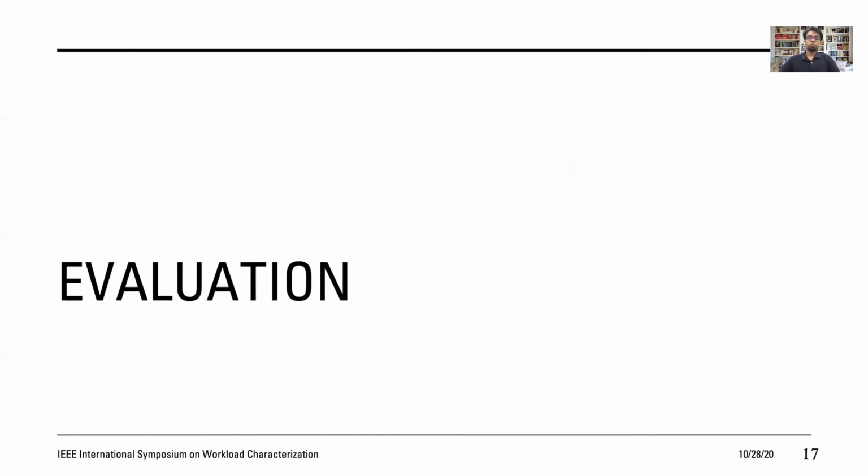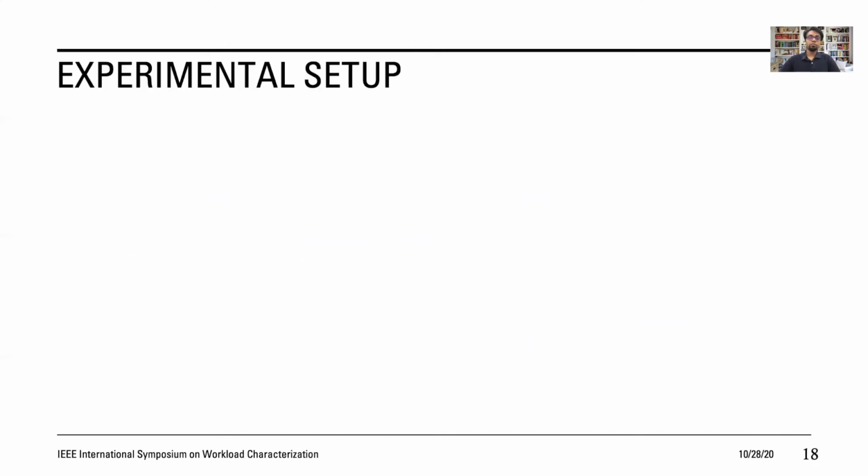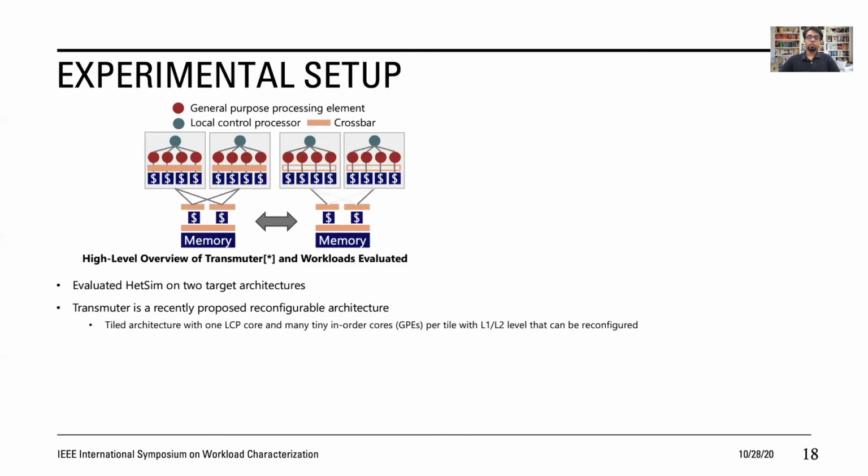Finally, we move on to our evaluation. For this paper, we used HetSim to model two target architectures. The first one is called Transmuter, which is a highly reconfigurable architecture. It's a tiled design where each tile consists of one local control processor and multiple general purpose processing elements. The L1 and L2 levels in the architecture allow for reconfiguration of the on-chip memory and sharing type.